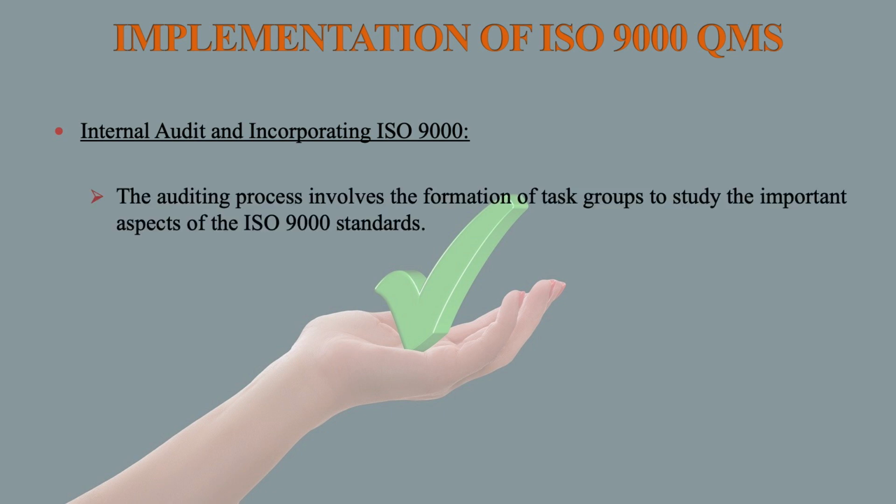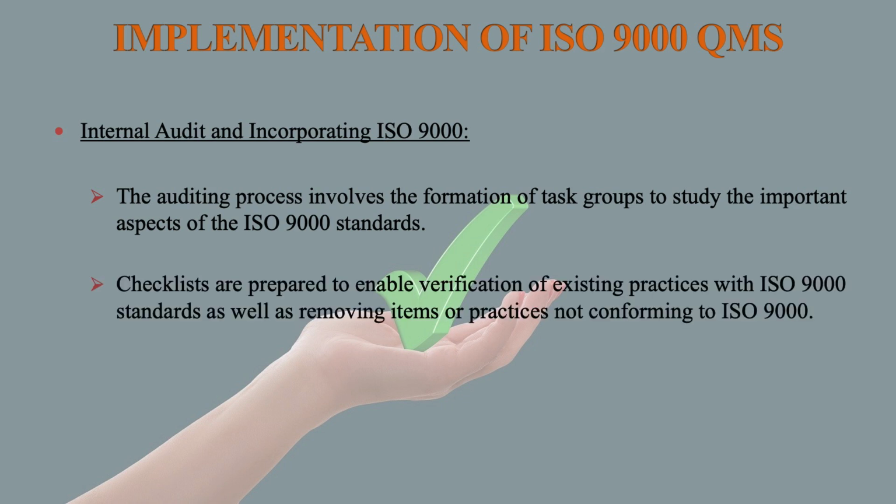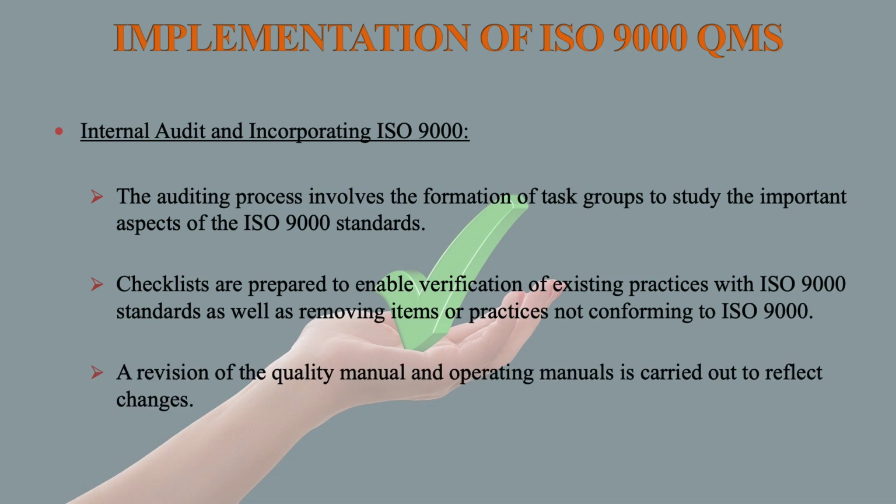The auditing process involves the formation of task groups to study the important aspects of the ISO 9000 standards. Checklists are prepared to enable verification of existing practices with ISO 9000 standards, as well as removing items or practices not conforming to ISO 9000. A revision of quality manual and operating manual is carried out to reflect changes.